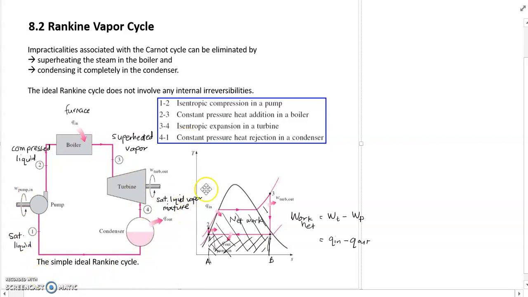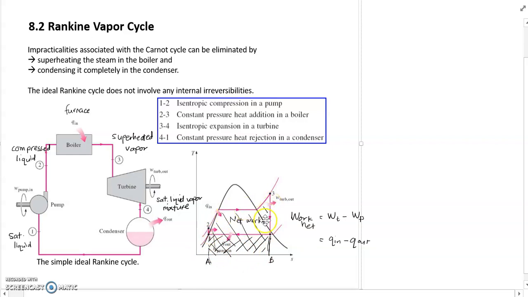So on your right side here you have a T-S diagram. The area from A to 3B is the heat transfer to the water in the boiler, your QH. And the area A14B is the heat rejected by the condenser, Q out.